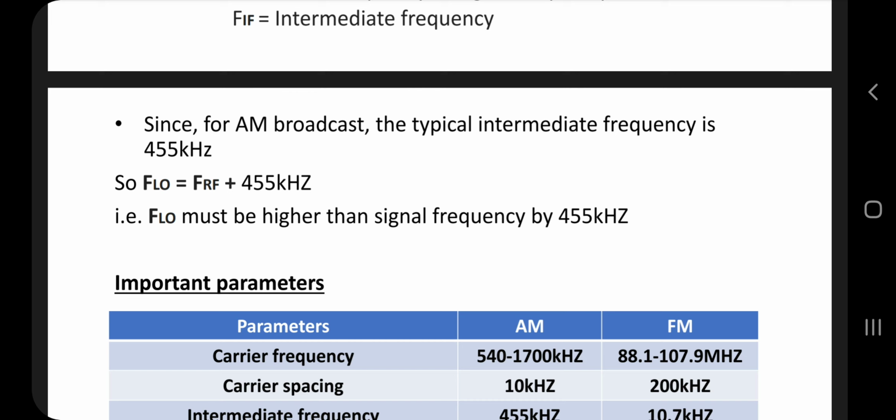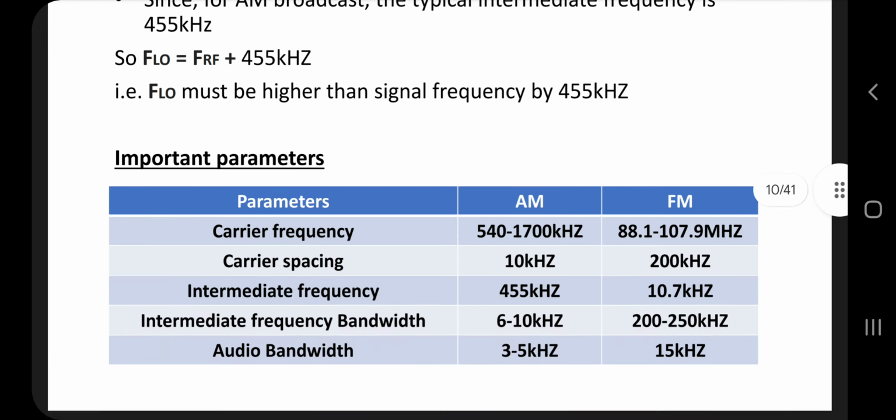So, local oscillator frequency FLO equal to FRF plus 455 kHz. That is, FLO must be higher than the signal frequency by the intermediate frequency, that is 455 kHz.